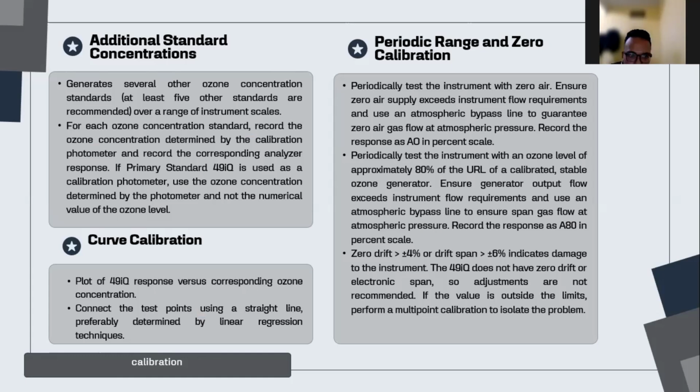Periodic span and zero calibration. Periodically test the instrument with zero air. Periodically test the instrument with an ozone level of approximately 80% of the URL from a calibrated, stable ozone generator. Zero drift: plus or minus 4%, or span drift: plus or minus 6%.